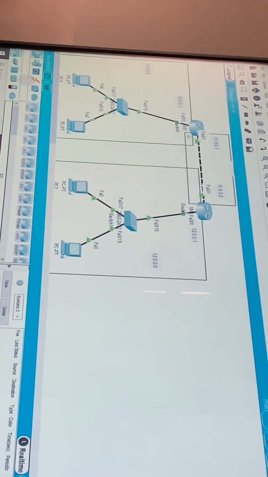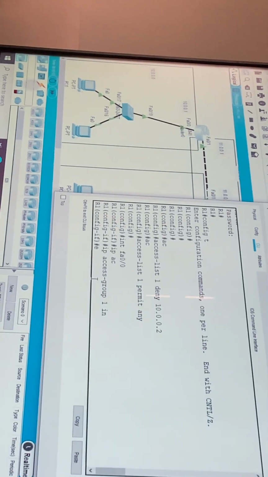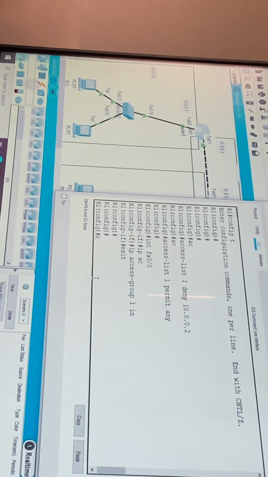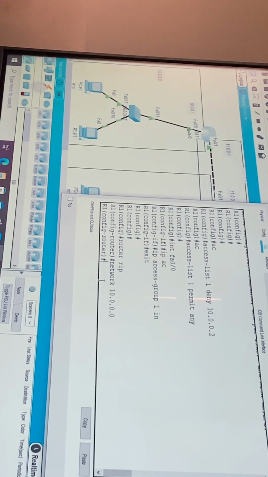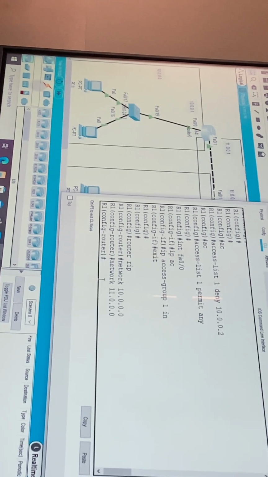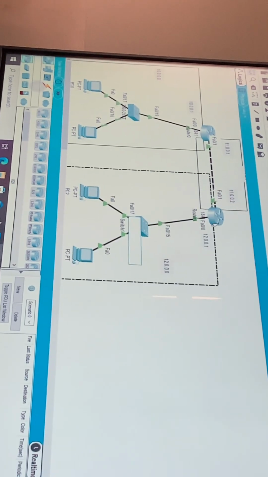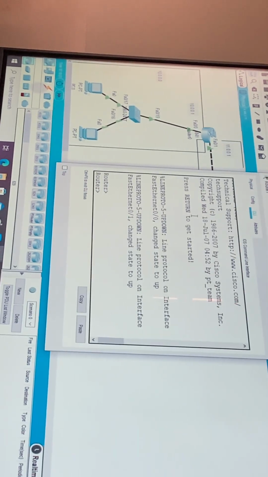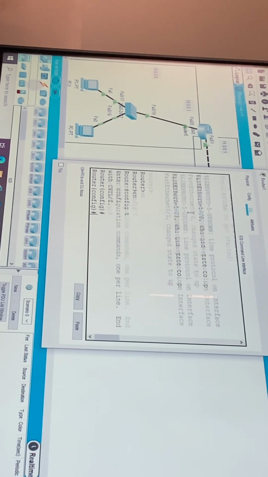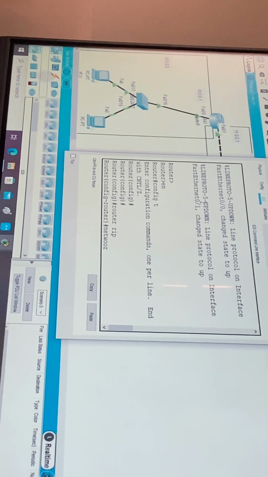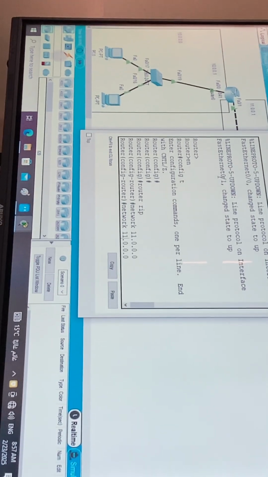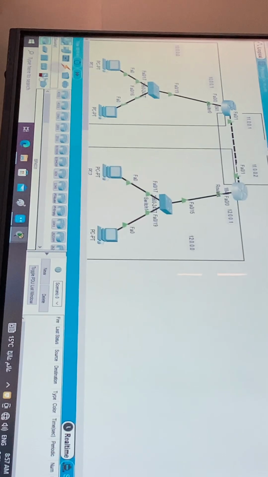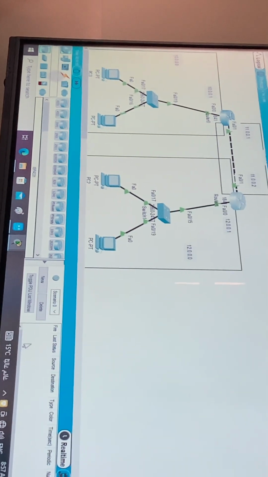I don't remember if I enabled routing protocols, but I will re-enable them. Enable, config t, router rip, network 10.0.0.0 and 11.0.0.0. Of course, RIP must be configured on both routers for multi-connection, so on the other one: network 11.0.0.0 and 12.0.0.0. Now let's see what will happen. I will fast forward time.